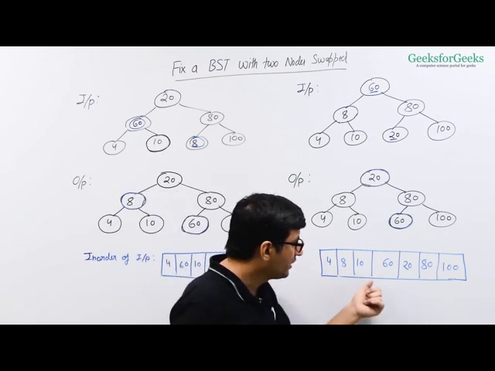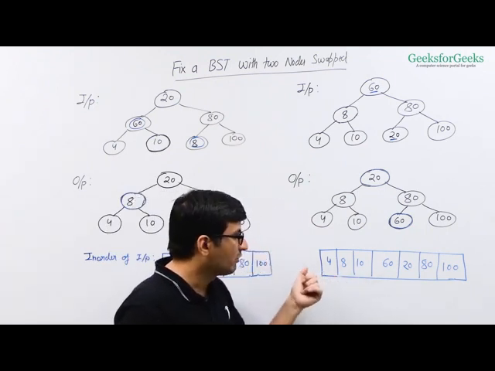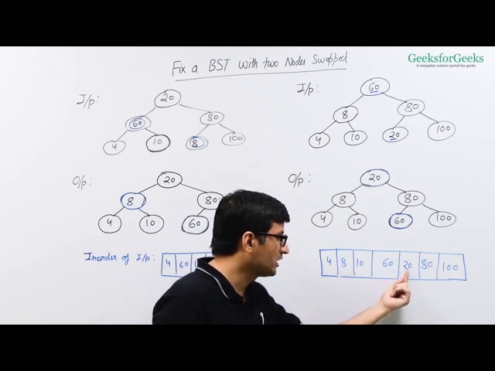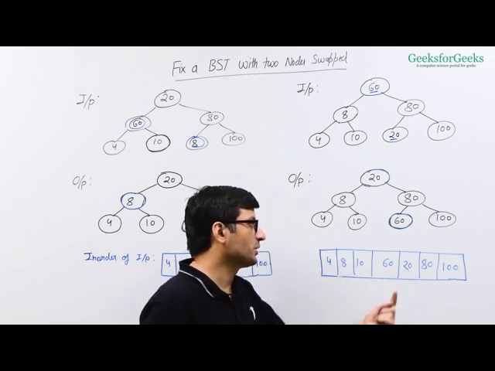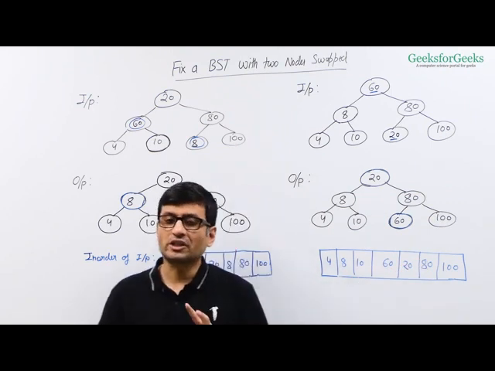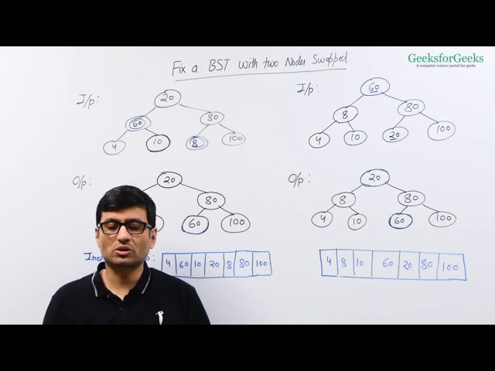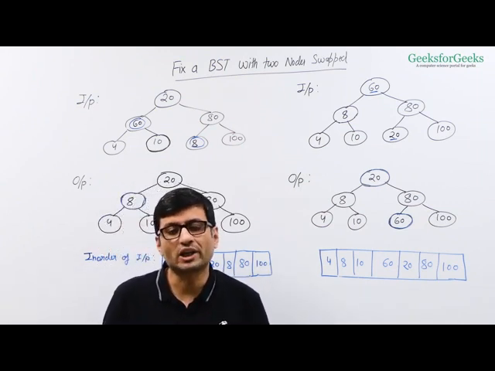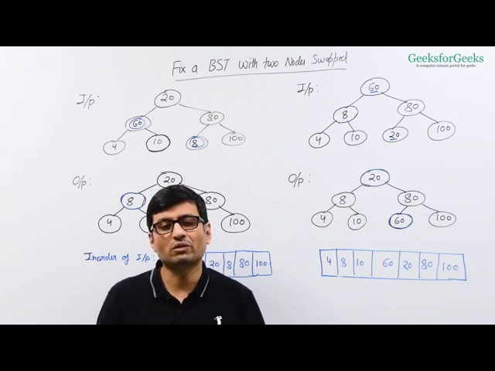If you see this array, in this array there is only one violation. Everything is following the order except 20. 20 is smaller than the previous node. Everywhere else you have no violation. So there are two cases. When you traverse through the in-order traversal, you will find two cases. In one case there will be two violations. In the other case there will be one violation.